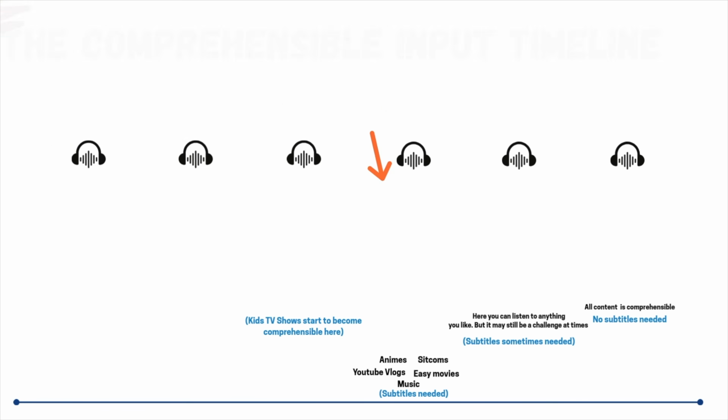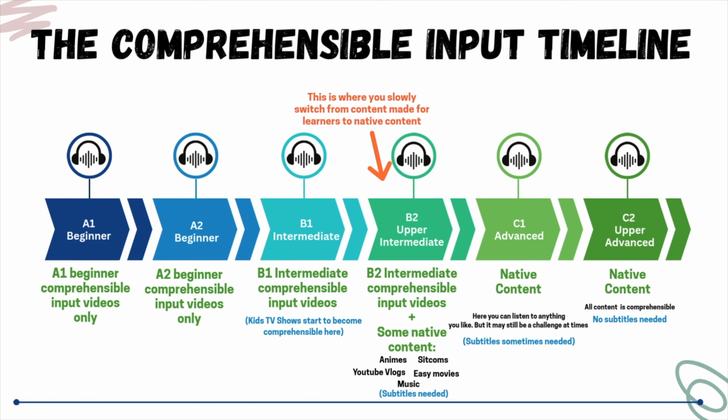In this video, I'm going to explain to you the comprehensible input timeline. That is how you get from an absolute beginner of English all the way up to a C1 advanced English student, all just using comprehensible input. I will go through each stage of the journey.